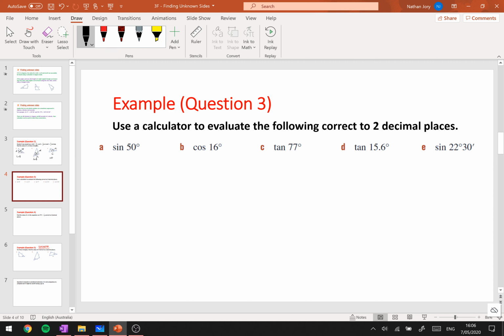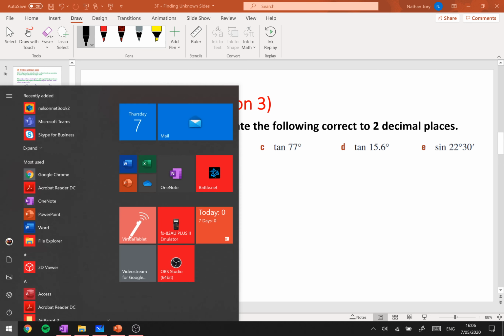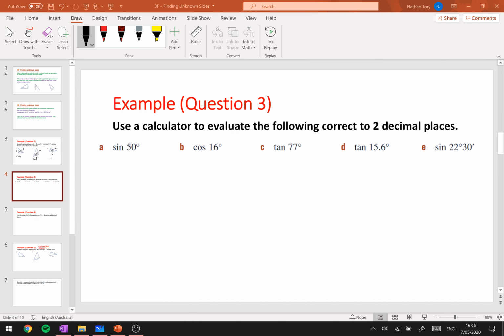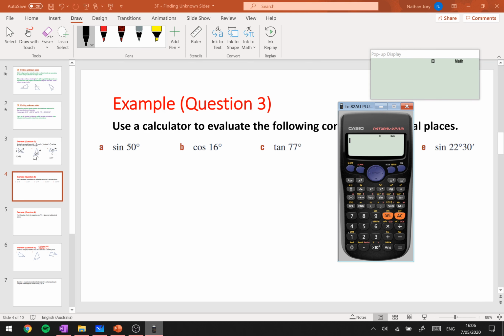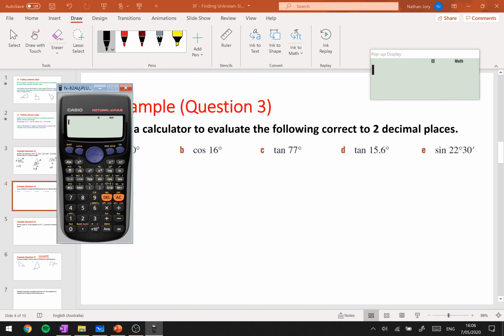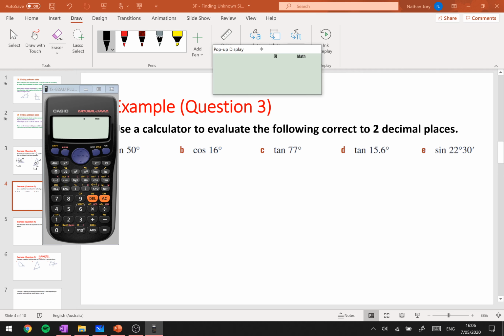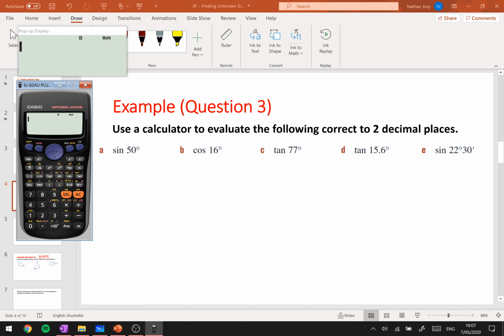Now, use a calculator to evaluate the following to correct 2 decimal places. So what we're going to do is use our calculator ourselves, and we're going to use this calculator to find it. So I've got my calculator here. Here's our calculator. I've got the display, just a bigger display, okay, to see what's going on there.